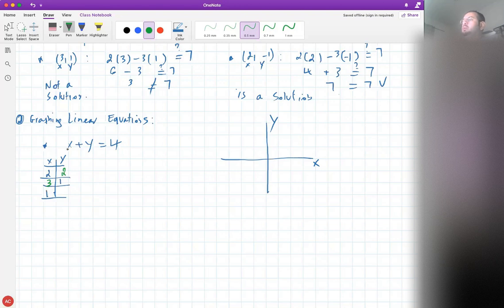The last one here, if x is 1, what should the y be? For this to be 4? 3. All of these are solutions, and you can keep going. You can choose any number you want from here, and you can find the y, or you can choose any y number, and you can find the x. That way, when you combine the two, you get 4.